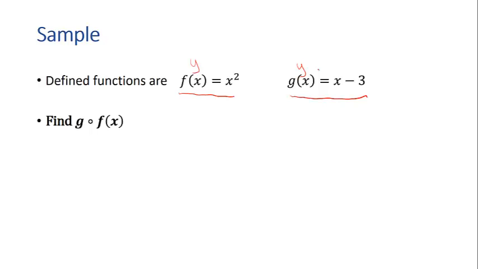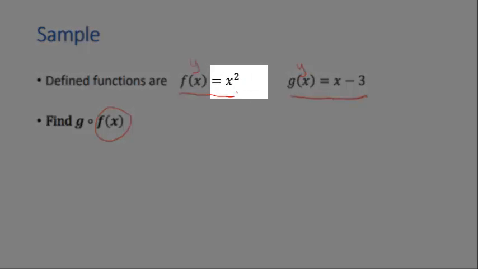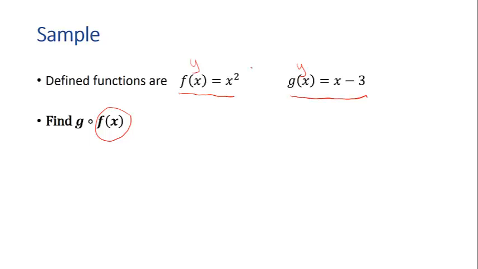So I'm going to start here by taking the f of x and finding out what it equals. It equals x squared. So I'm going to rewrite my g function, and I'm going to replace f of x with the x squared that it equals. F of x equals x squared. So now I have g of x squared.